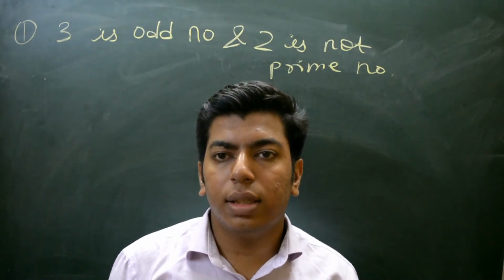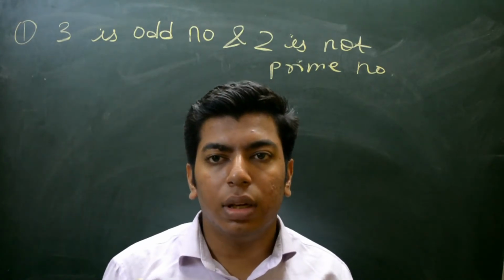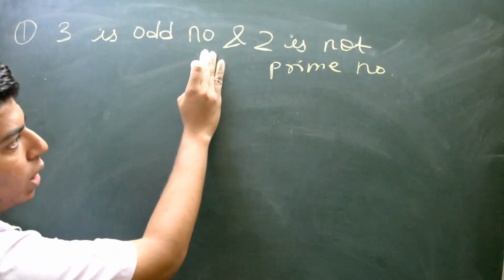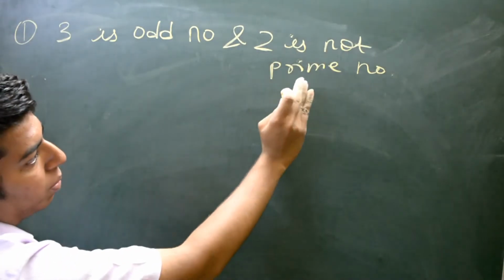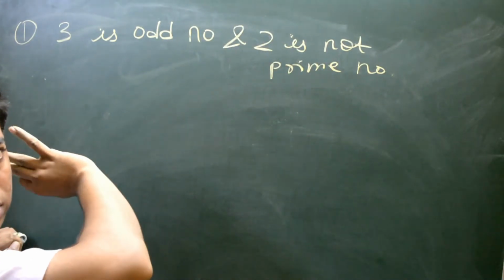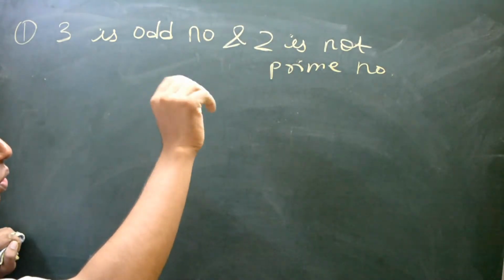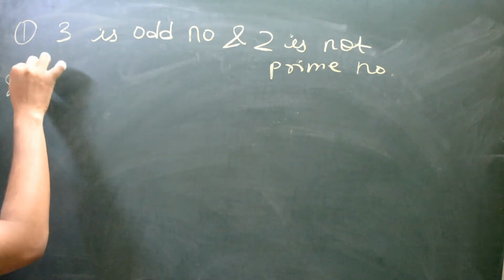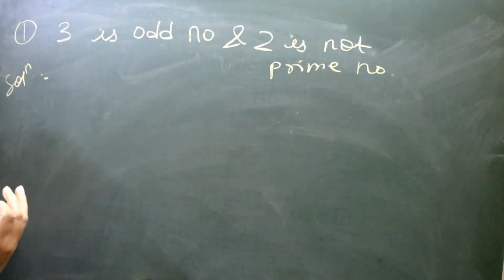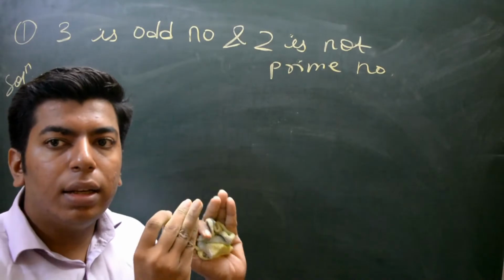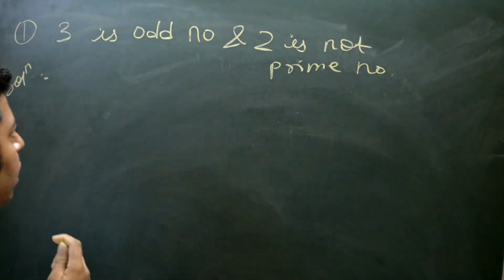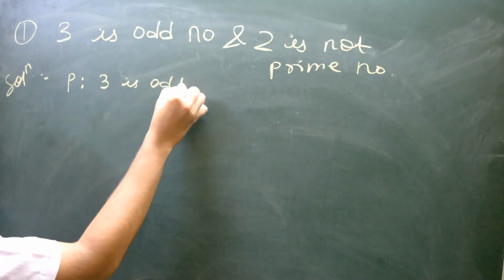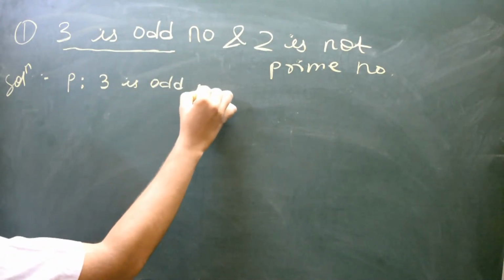So we are going to solve a question. The question is: determine the truth value of the following sentence, that is, 3 is an odd number and 2 is not a prime number. This is the question and we have to find the truth value for this. So how to find it? The solution will start by first identifying P and Q from this sentence. So here P is 3 is an odd number.